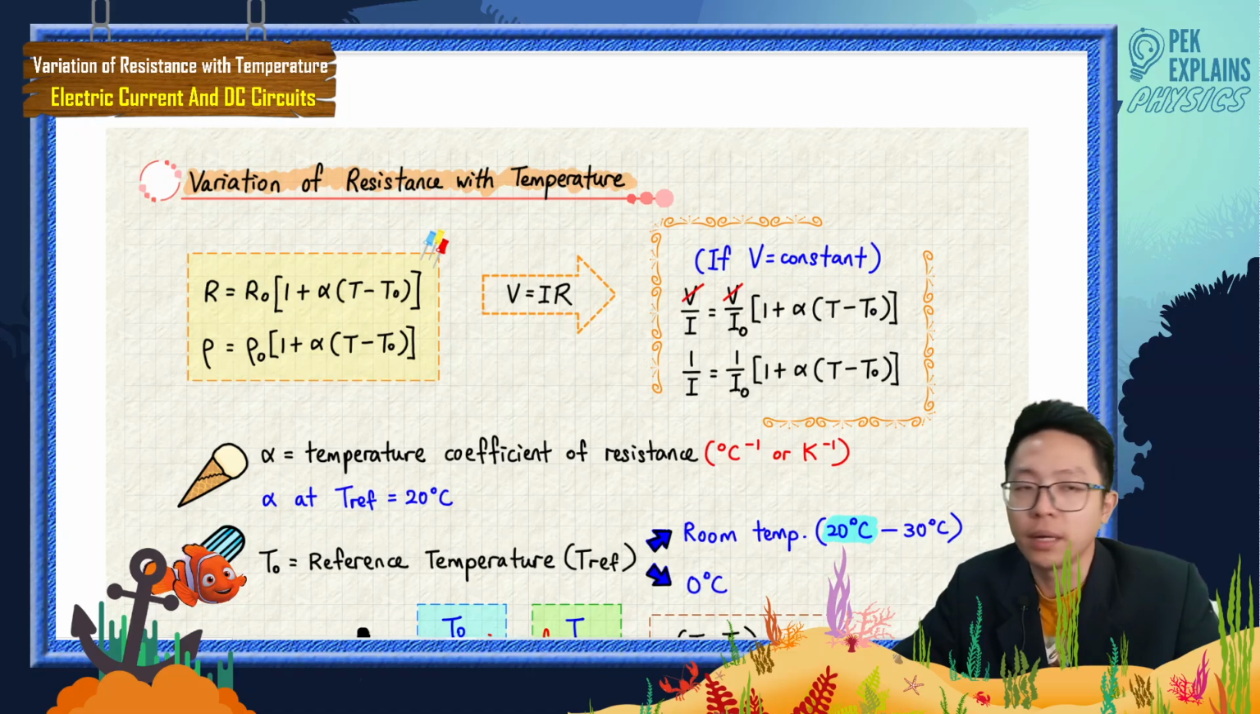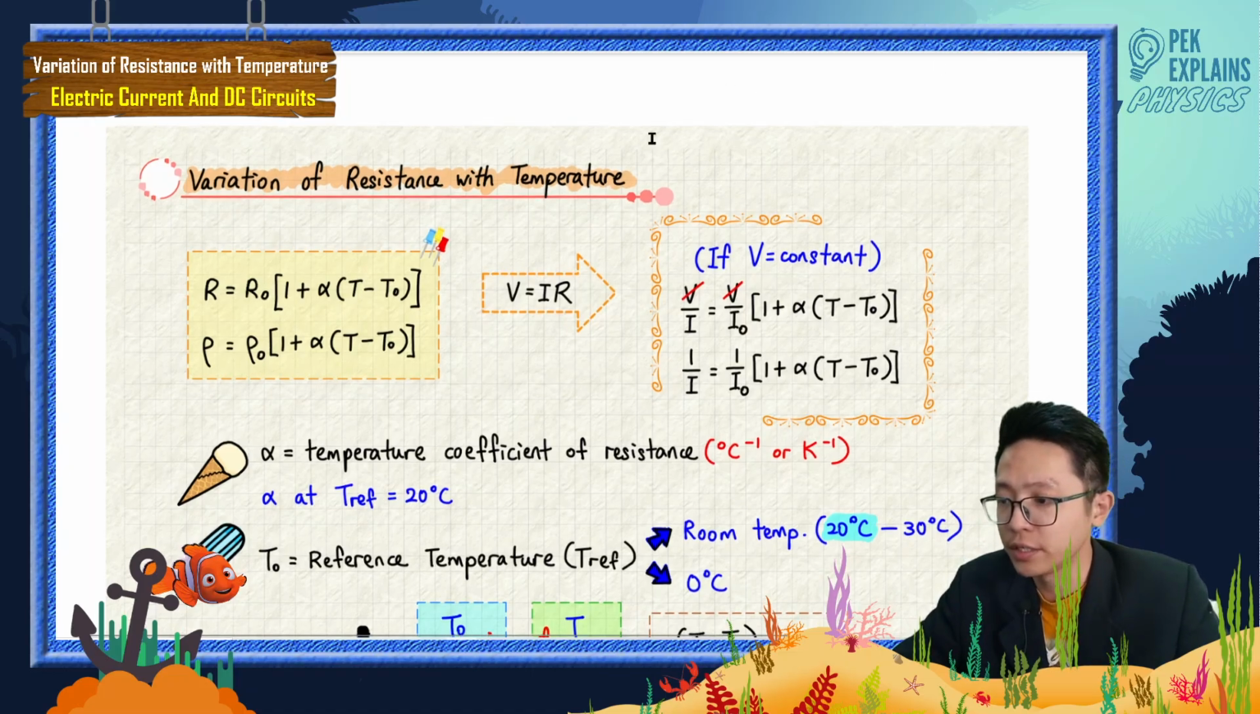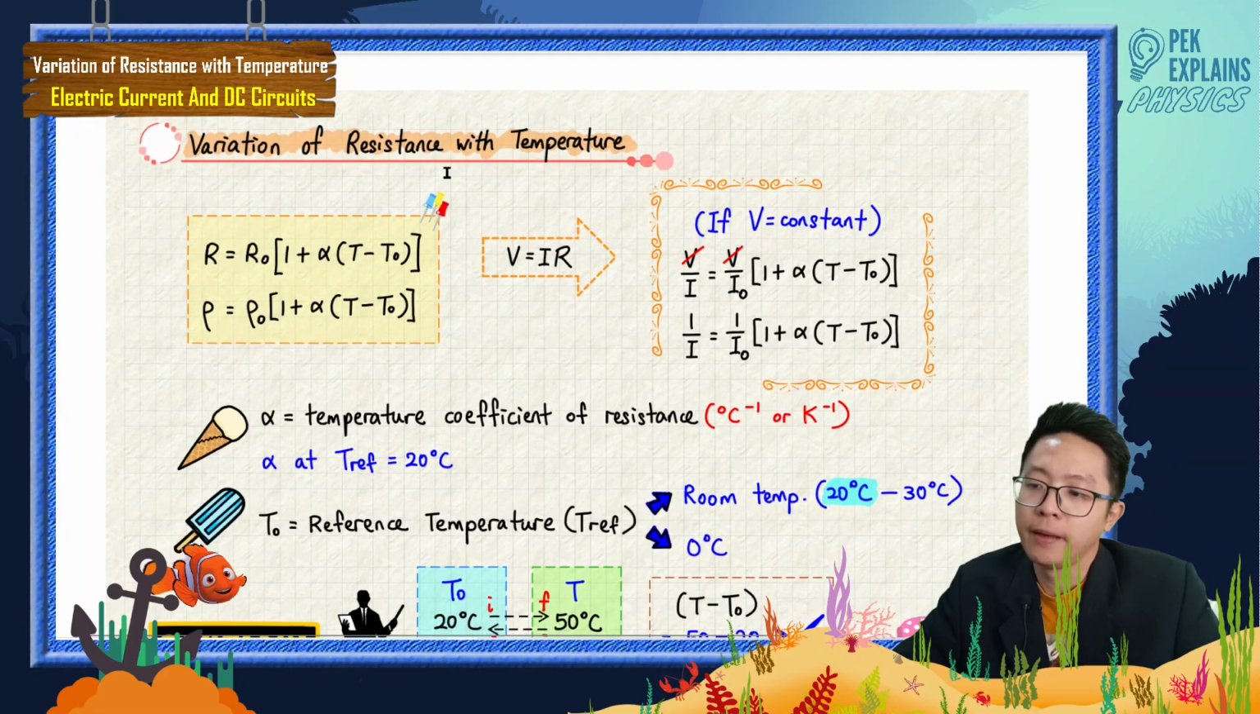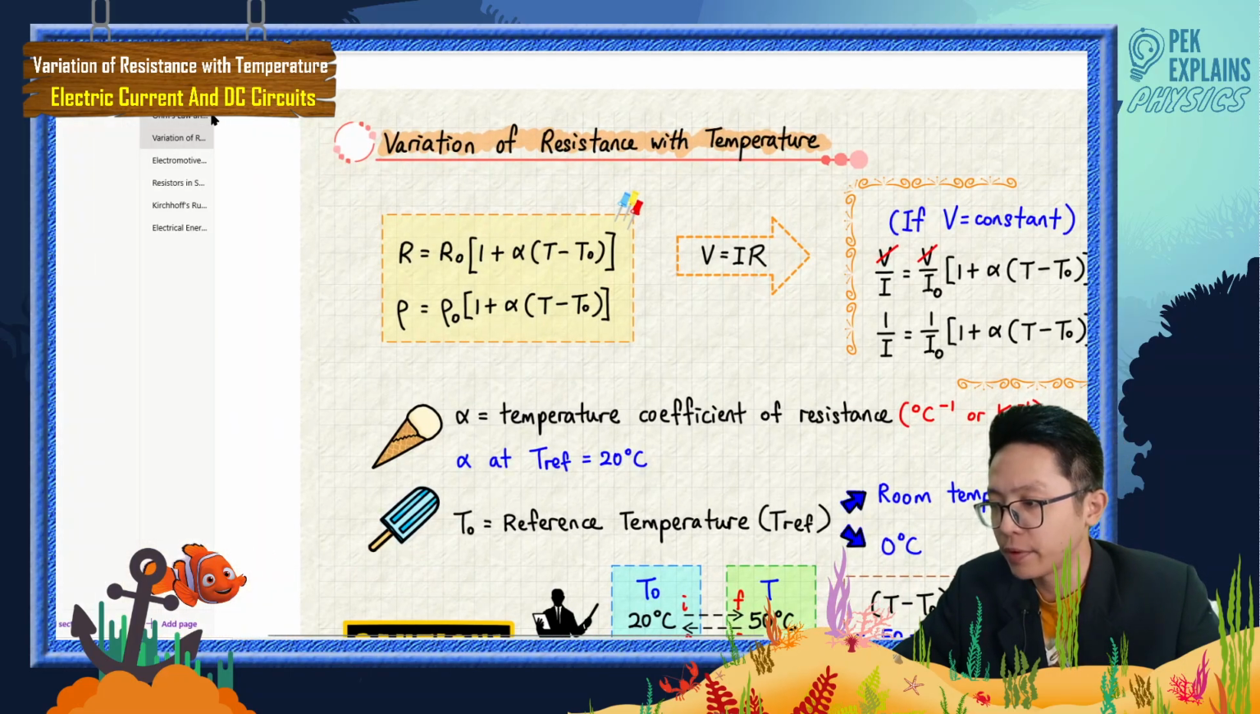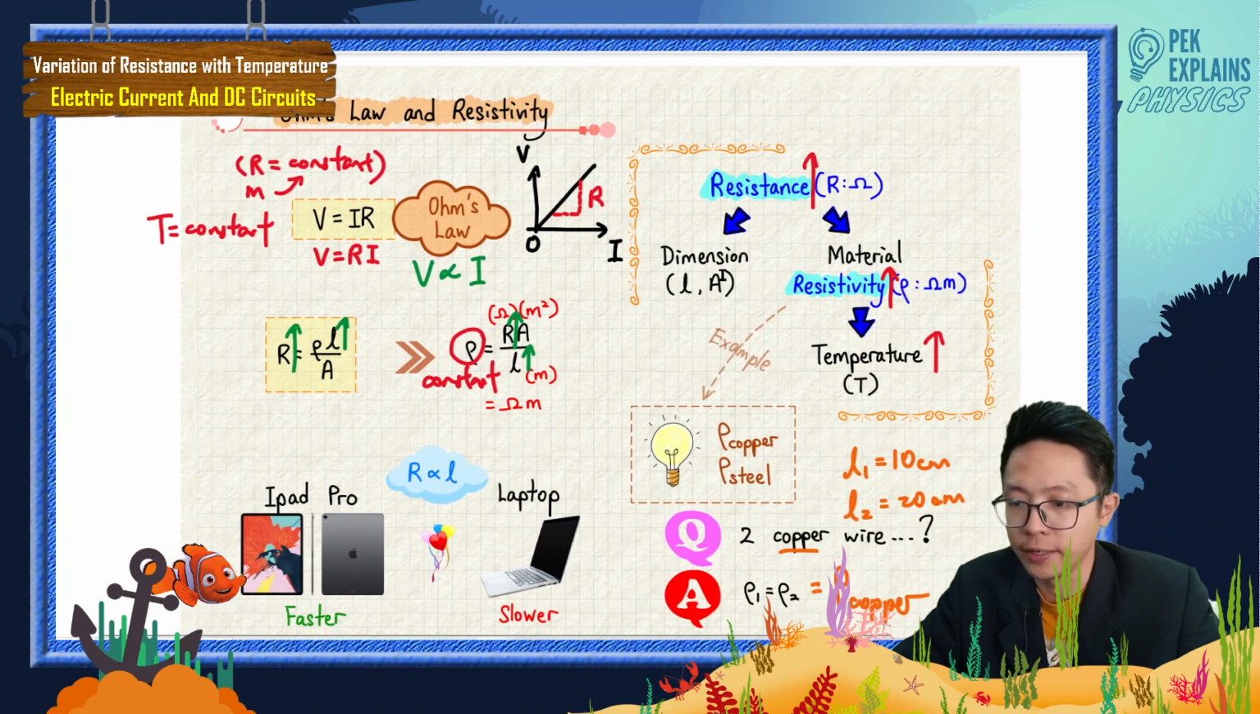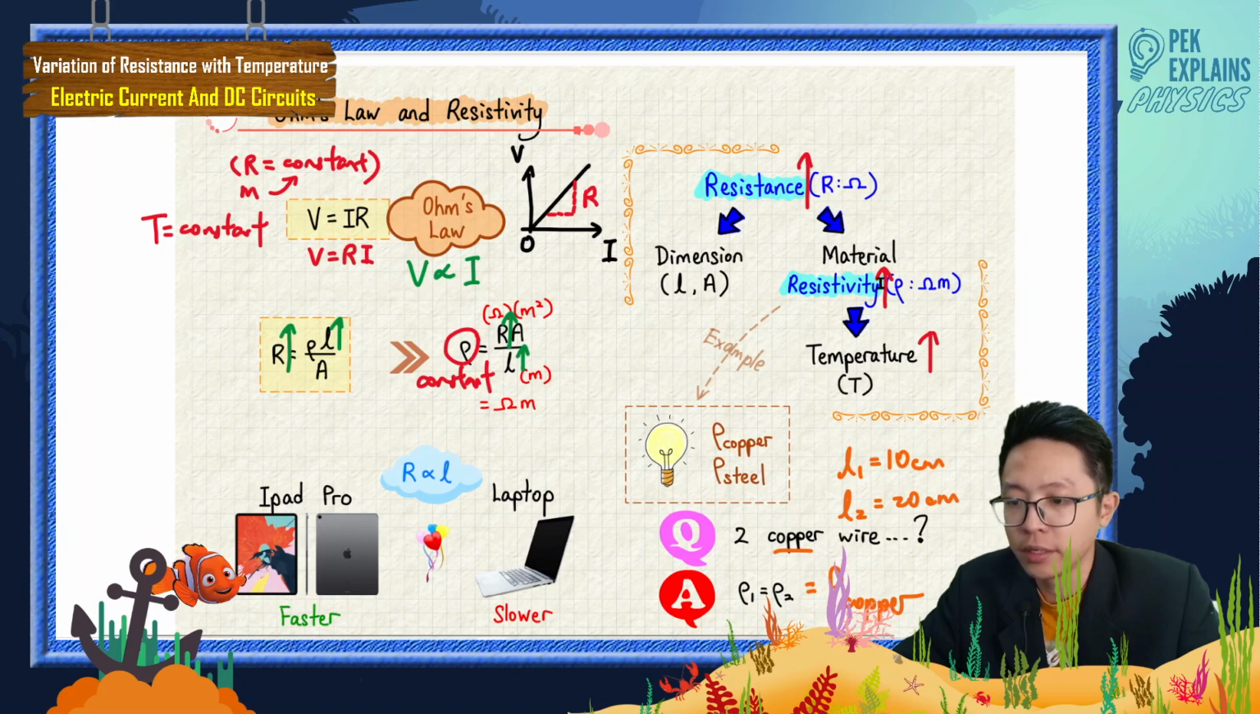Okay, now let's talk about variation of resistance with temperature. In the previous lesson, I did say that the resistivity is dependent on temperature. If you increase the temperature, you increase the resistivity. In turn, it also affects the resistance.